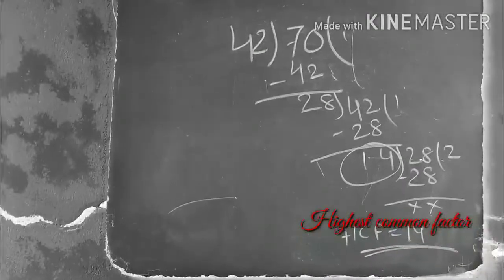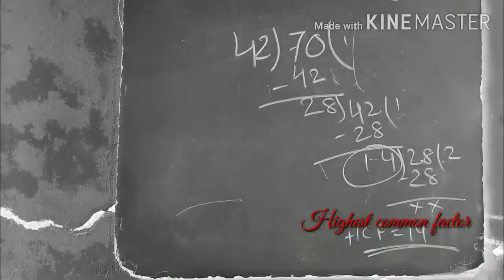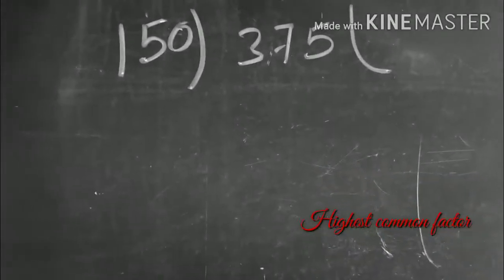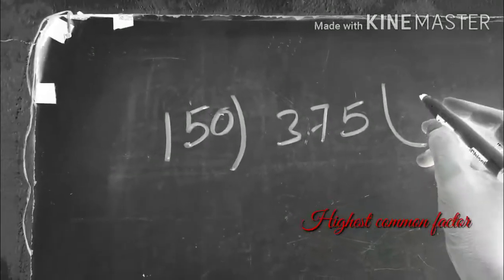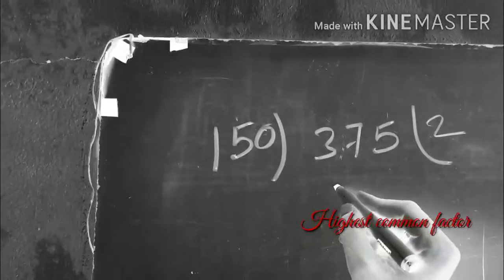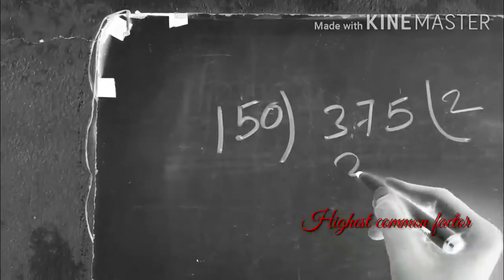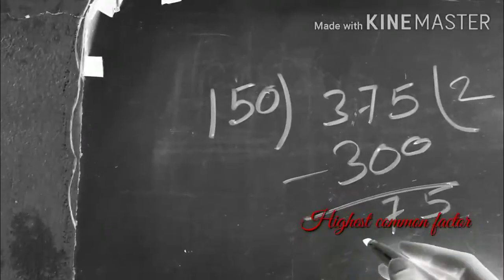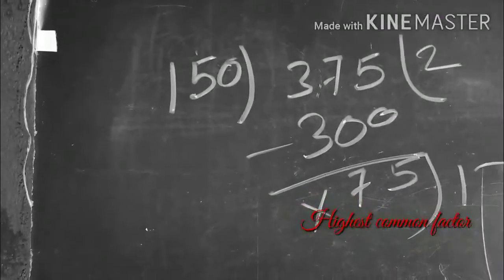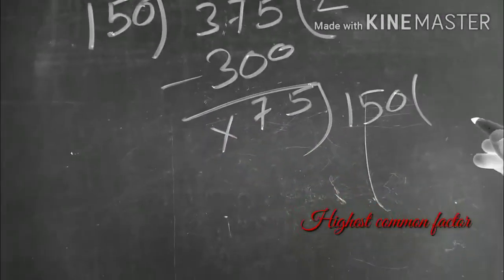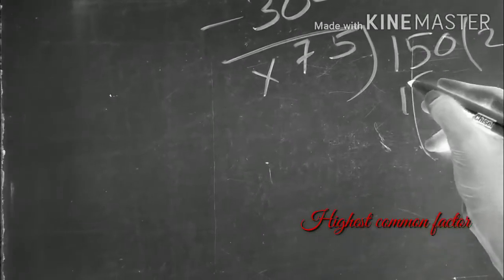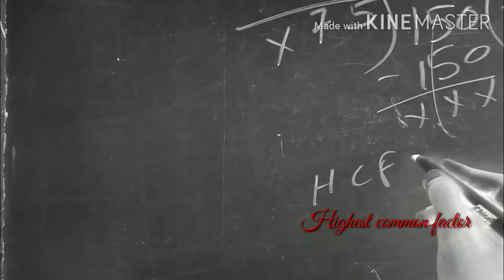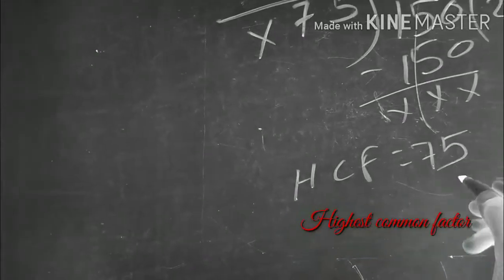Look at it clearly. 150 divides 375. 2 times 150 is 300. Subtract, 75. This 150 will come here. 75 times 2 is 150. So the HCF of this question is 75.